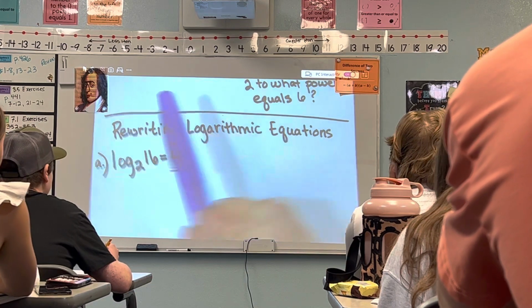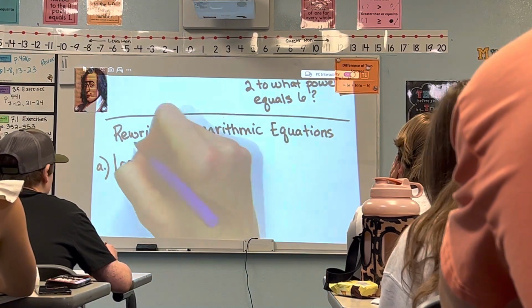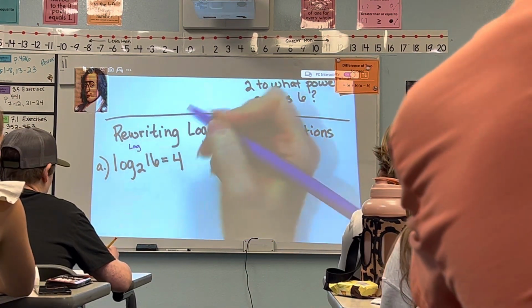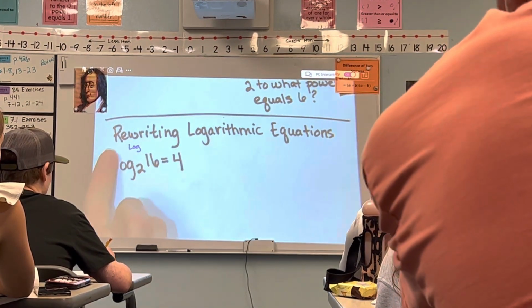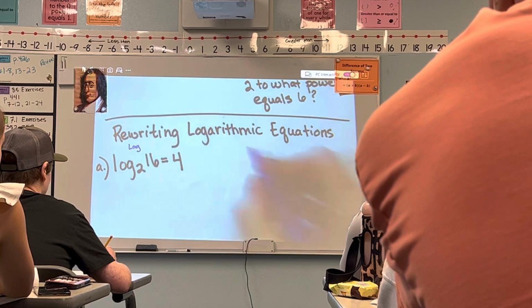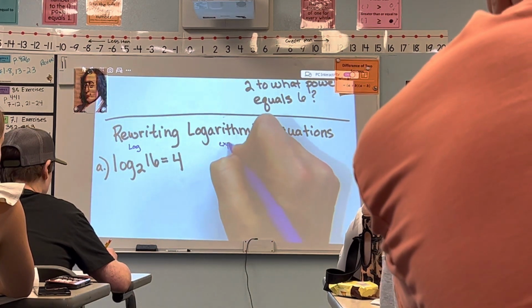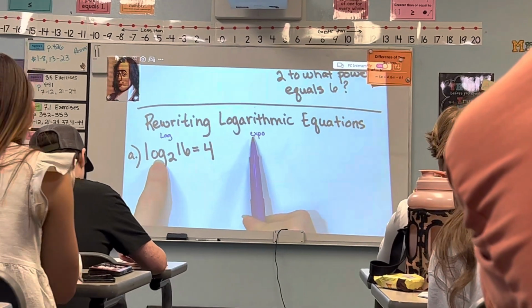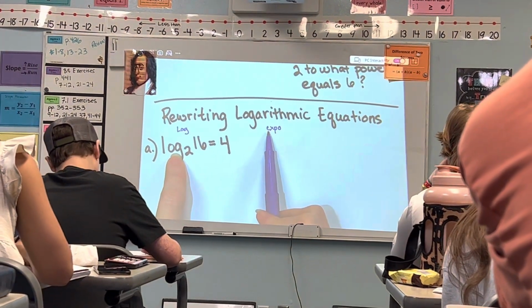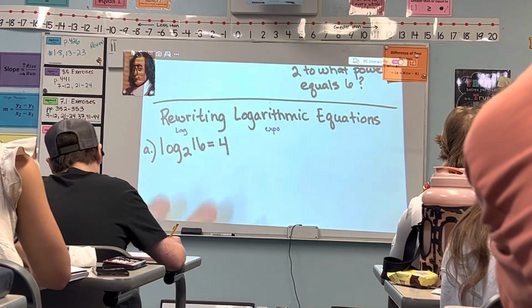This is logarithmic form, okay? This is log form. And we want to rewrite this, and I'm sorry, I didn't write the instructions. It should say rewrite each equation in exponential form. We're going to write it in exponential form. And the way that you do that, we're going from log to expo. What does exponential begin with? What letter? E.